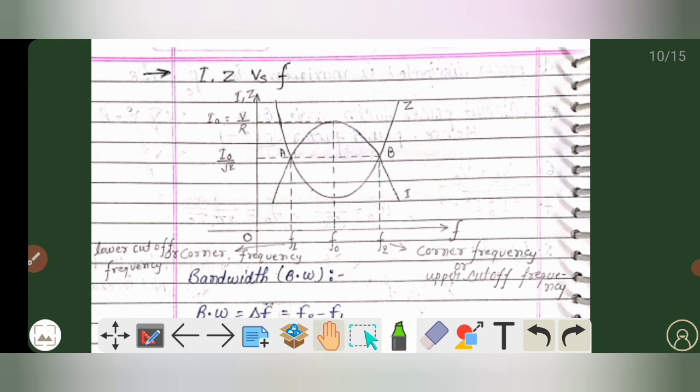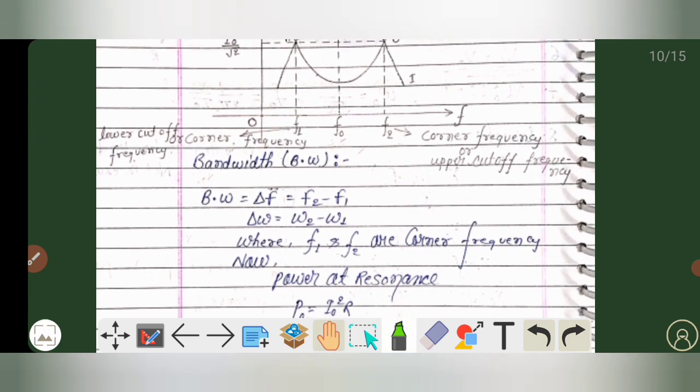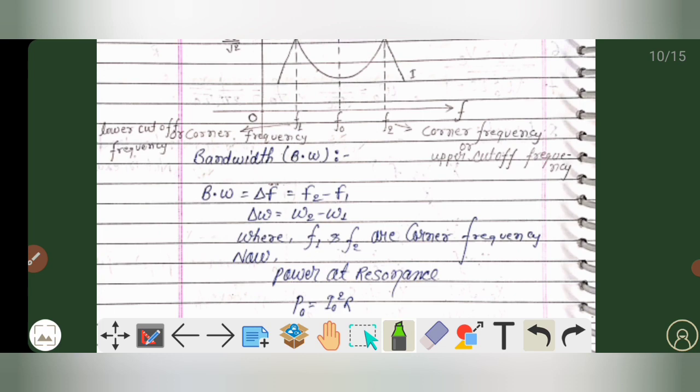Now my dear friends, our main motive here is to calculate the bandwidth. Bandwidth is basically the change in frequency, that is f2 minus f1. The upper cutoff frequency is f2 and the lower cutoff frequency is f1. So the bandwidth will be the difference of both these frequencies, that is f2 minus f1. We can also say delta omega is equal to omega 2 minus omega 1. And f1 and f2 are the corner frequencies, as you can see here.